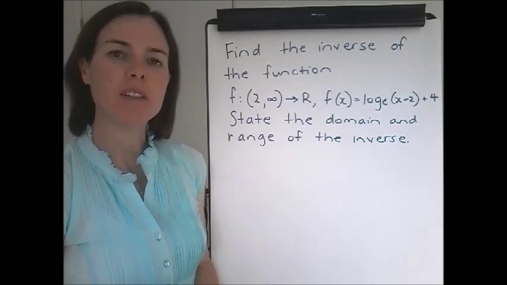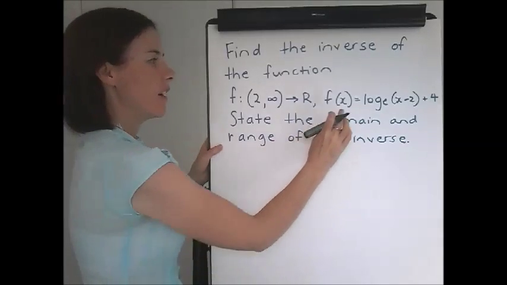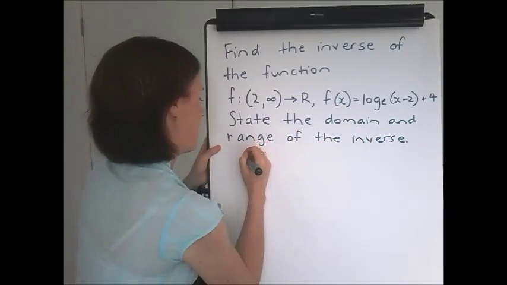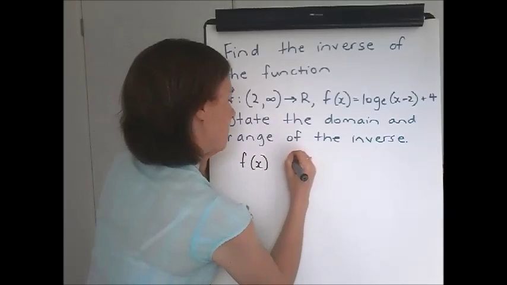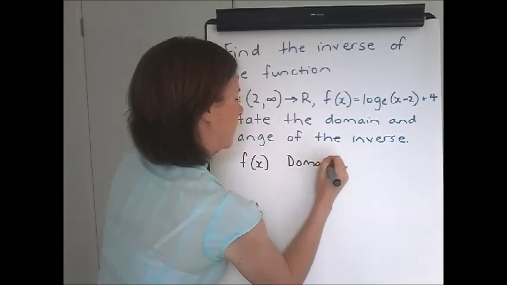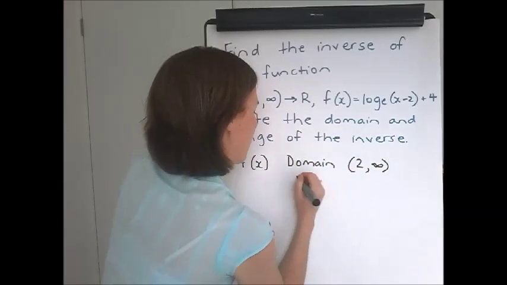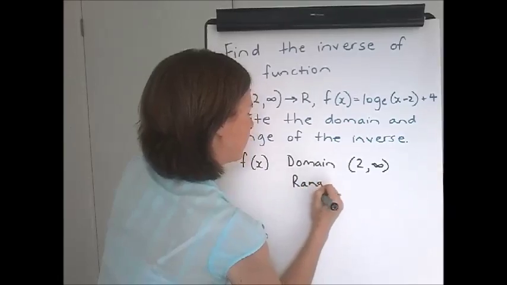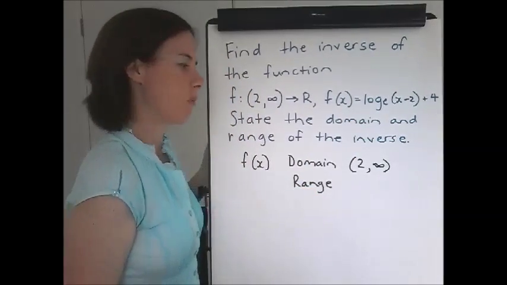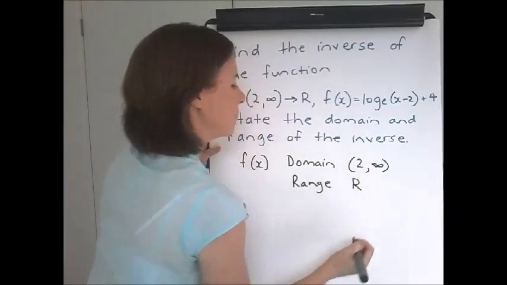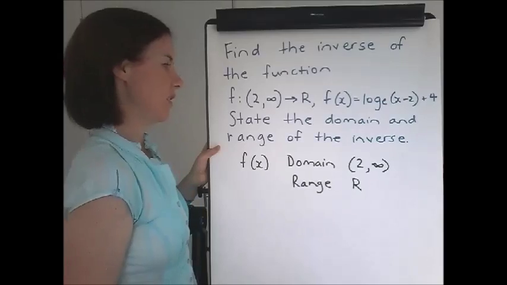Because we need the domain and range of the inverse, let's first state the domain and range of f(x). Now we're given the domain, it's 2 to infinity, and its range, well, all log graphs, unless they've been restricted in some way, have range of R. Now we need to find the inverse of it.